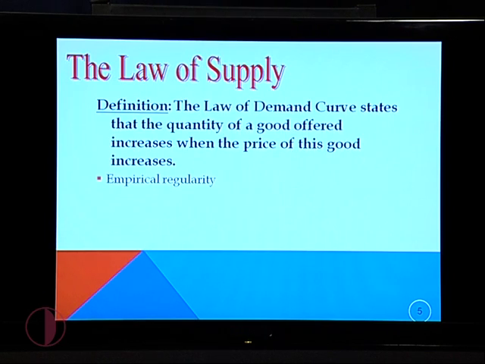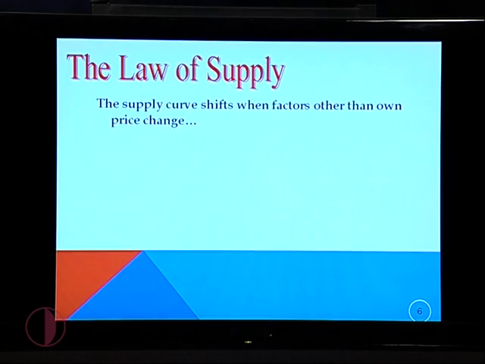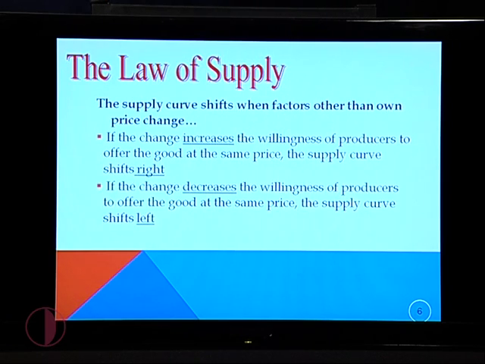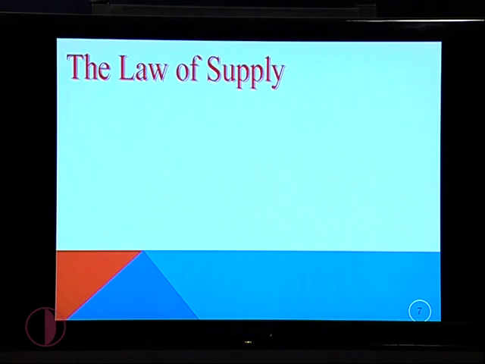The law of supply continues, of course, with the demand part. The law of supply states the quantity of goods offered increases when the price of the goods is increased. Let's look at it. The supply curve shifts when factors other than price change. If the change increases the willingness of producers to offer the goods at the same prices, the supply curve shifts right, as you understand. If the change decreases the willingness of producers to offer the good at the same price, the supply curve shifts left.